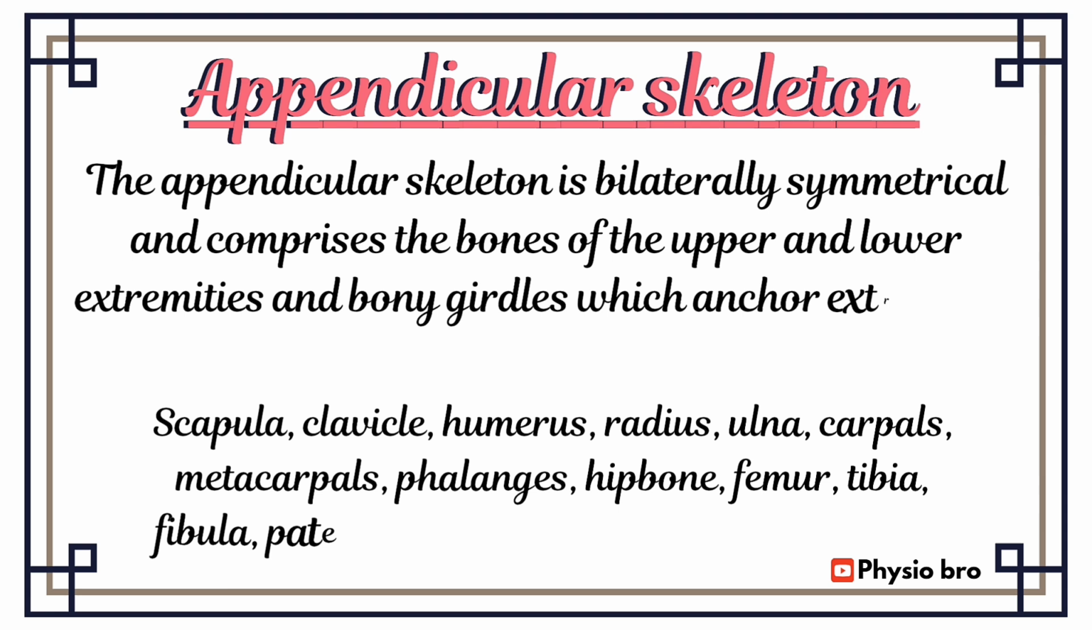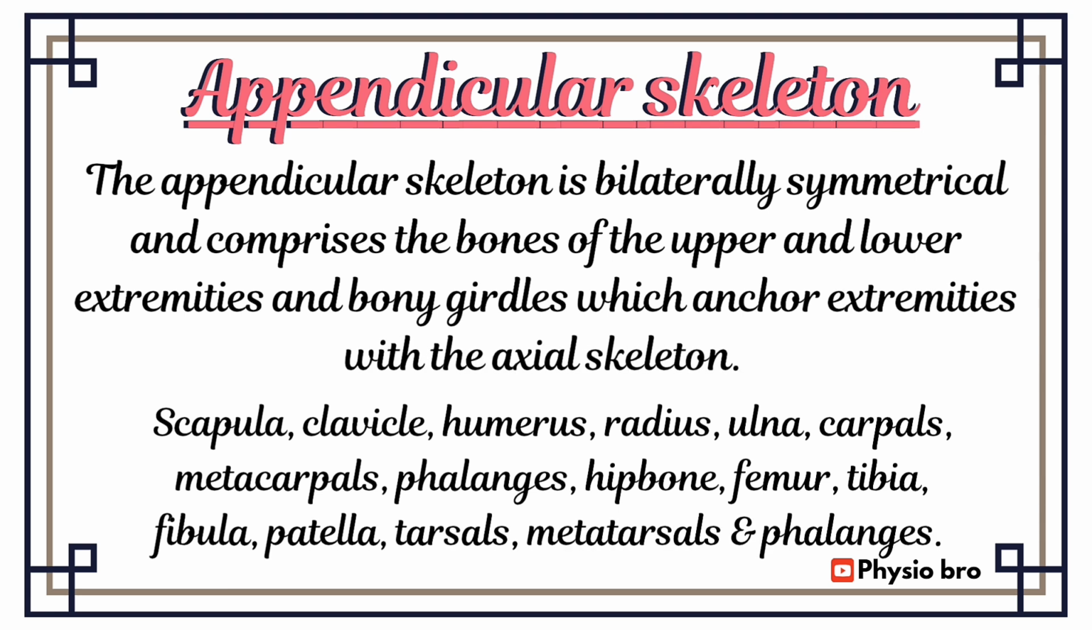Appendicular skeleton. The appendicular skeleton is bilaterally symmetrical and comprises the bones of the upper and lower extremities and bony girdles which anchor the extremities with the axial skeleton. The appendicular skeleton includes a pair of scapula, clavicle, humerus, radius, ulna, carpals, metacarpals, phalanges, hip bone, femur, tibia, fibula, patella, tarsals, metatarsals and phalanges.